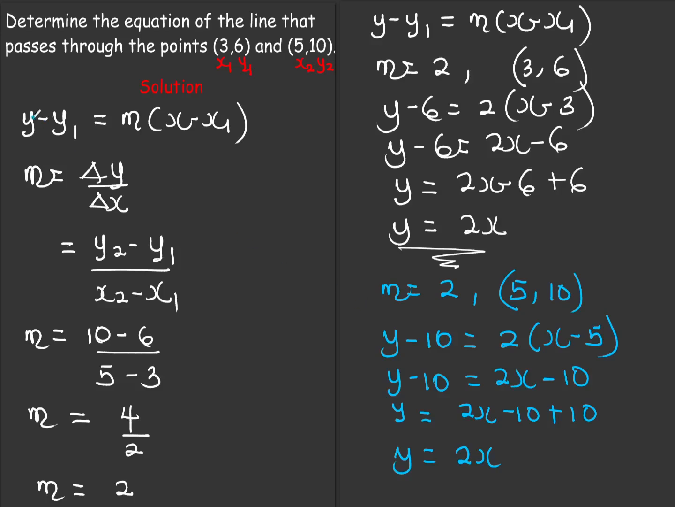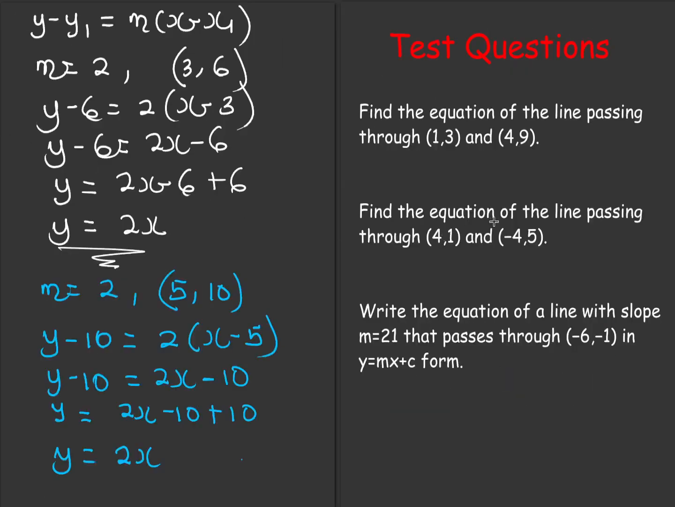As usual, I'll leave you with some exercises to test your understanding. So here are just 3 questions. The first one says find the equation of the line passing through these 2 points. The second one, to find the equation of the line passing through these 3 points, the same format. But in the last one, you are given your gradient, which is 1 over 2, and it passes through this point.